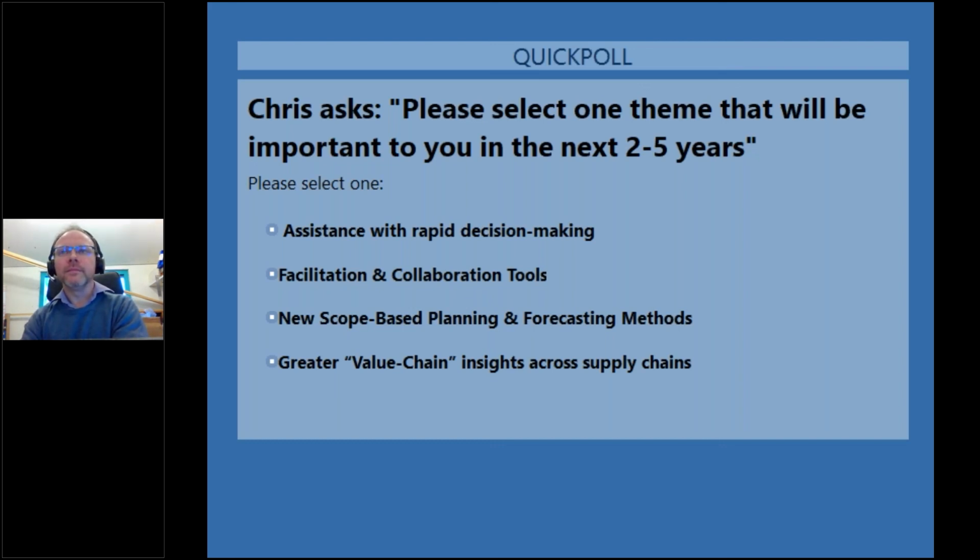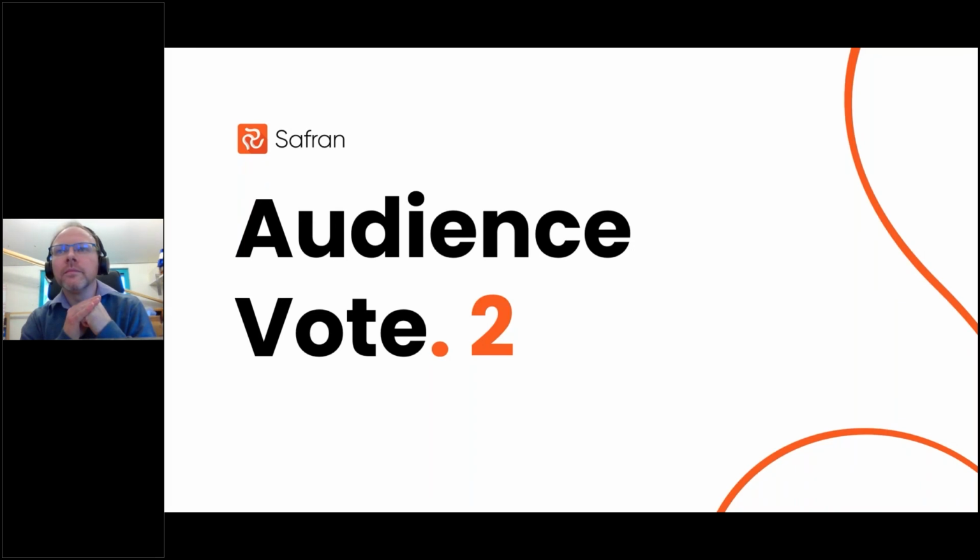Assistance with rapid decision making, or facilitation and collaboration tools, or some kind of new scope-based planning and forecasting methods, just something really radically new, or more focus on the value chain, more value chain insights across supply chains. Might be important to you if you're working in a very interconnected project delivery environment with many, many different contractors and subcontractors, for example. Lots of responses come in very quickly. Okay, they've slowed down. I'm going to pause it there and share the results.